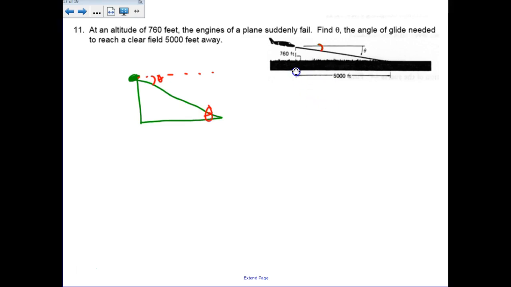Okay, we have some labels here, but it's kind of hard to see. The horizontal distance from where the plane is to the landing spot is 5,000 feet. But the altitude is 760 feet. So guys, if this is our angle of reference, we are setting up tangent. So we have tangent of this mystery angle is opposite over adjacent.